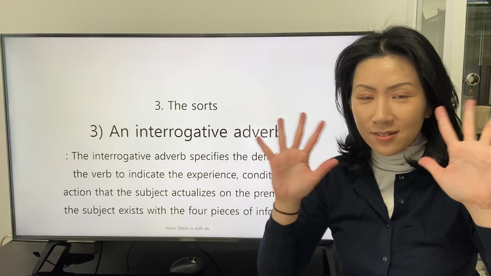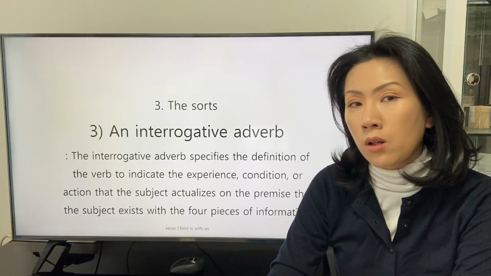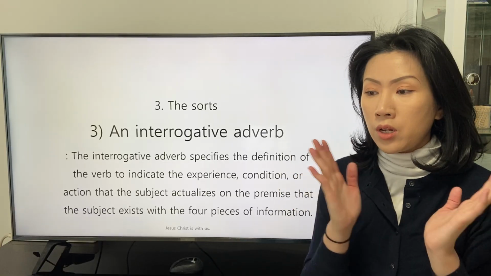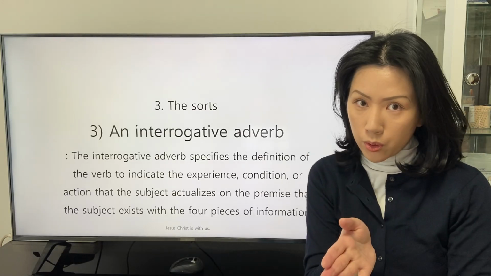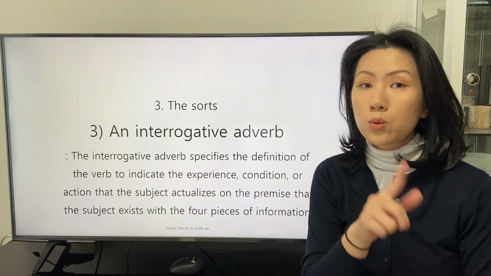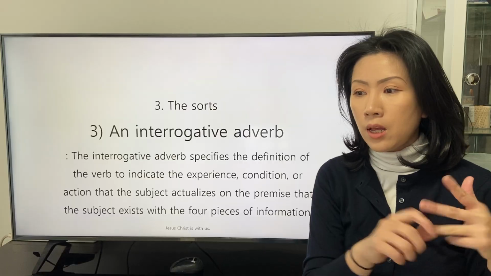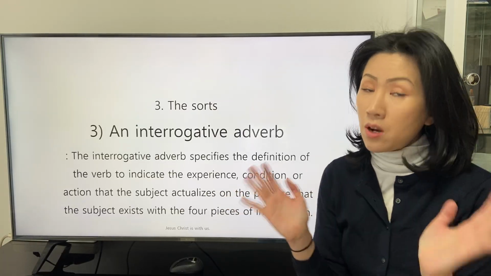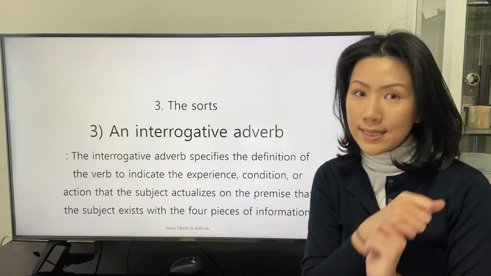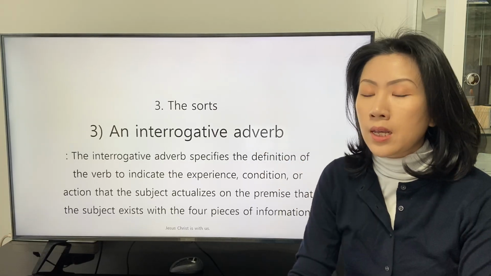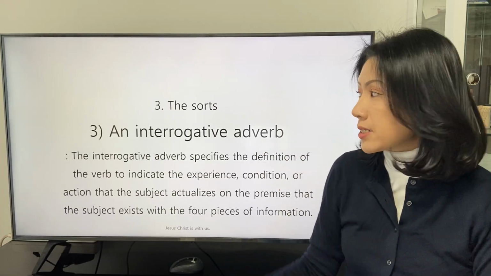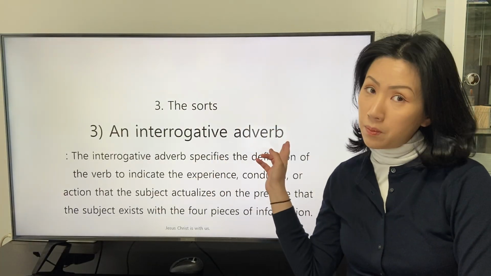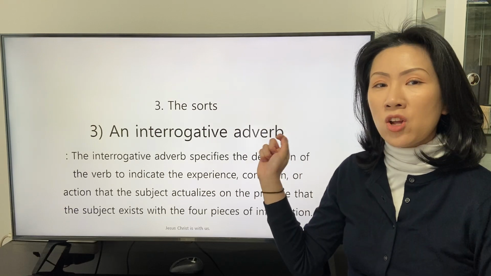Good afternoon. Today we will study about an interrogative adverb. Previously, we studied about an interrogative pronoun: who, whose, what, and which. And we also studied about the interrogative determiner: whose, what, and which. In this class, we will study about the interrogative adverb, which is classified as an adverb.